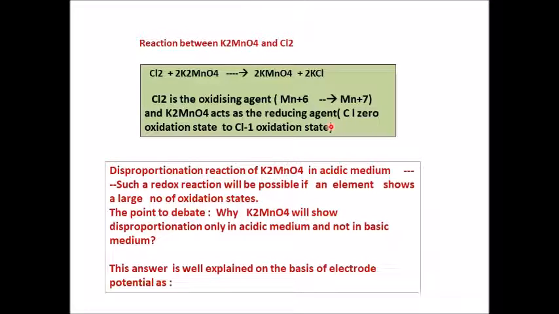Now, the disproportionation reaction. K2MnO4 is allowed to undergo disproportionation in acidic medium. Such a redox reaction is possible when an element shows a large number of oxidation states. Here Mn shows the +7 oxidation state in addition to +3, +4, +5, +6.